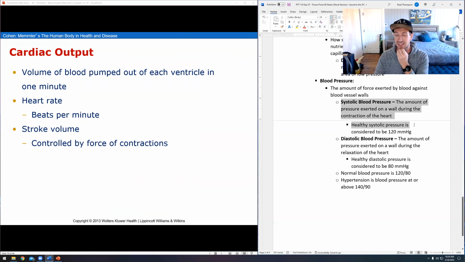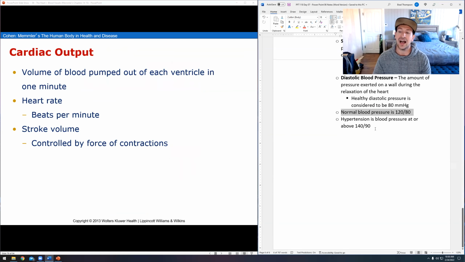You are going to have two numbers there. You are going to have your systolic blood pressure, which is the amount of pressure during the contraction. We call that systole. Ideally, it's around 120. And then you have your diastolic pressure, which is during the relaxation of the heart, where ideally it should be around 80. So normal blood pressure is about 120 over 80. Hypertension starts at 140 over 90. This is what we call high blood pressure.